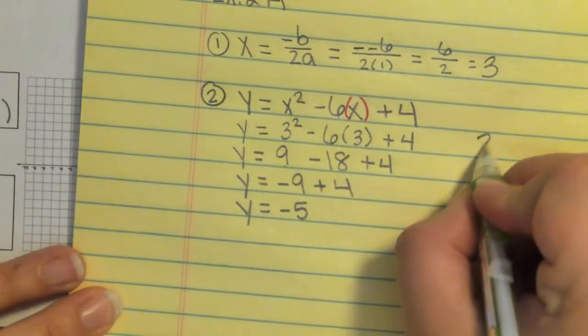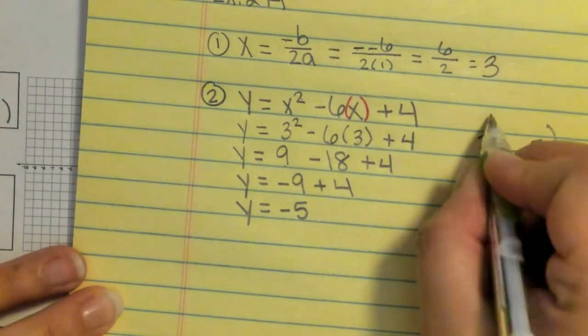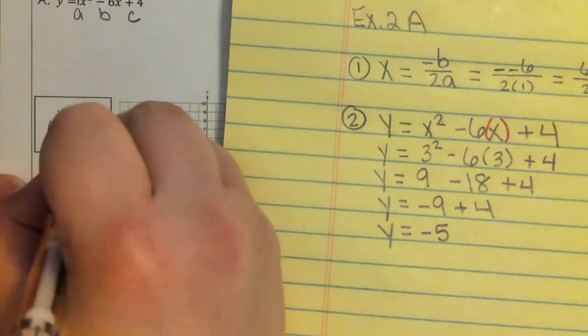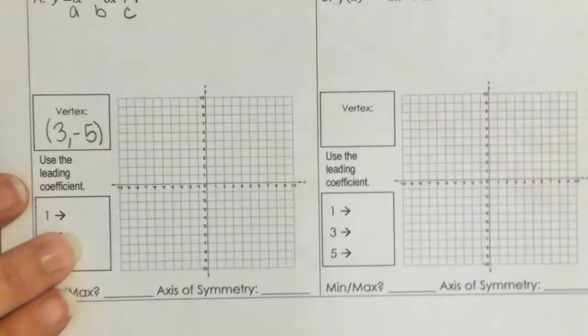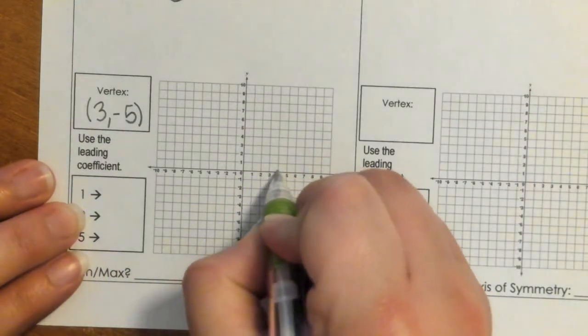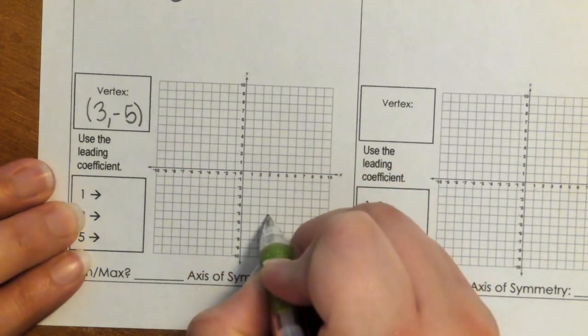So my vertex is 3, negative 5. Okay, so now I'm going to plot that point. So I'm going to go over 3, down 5.